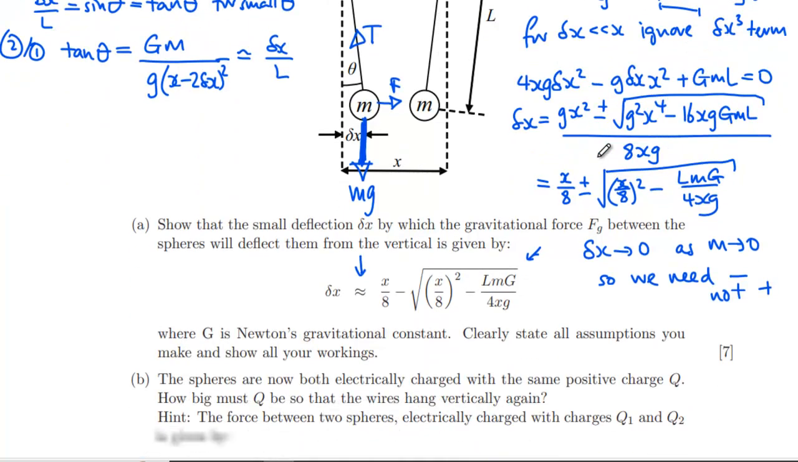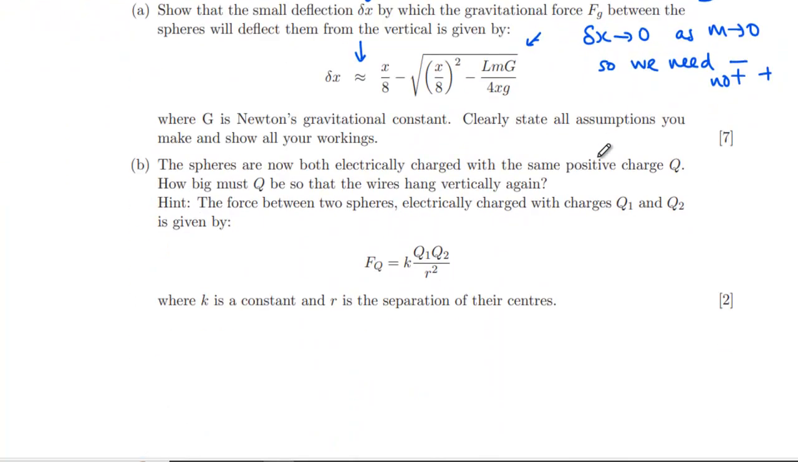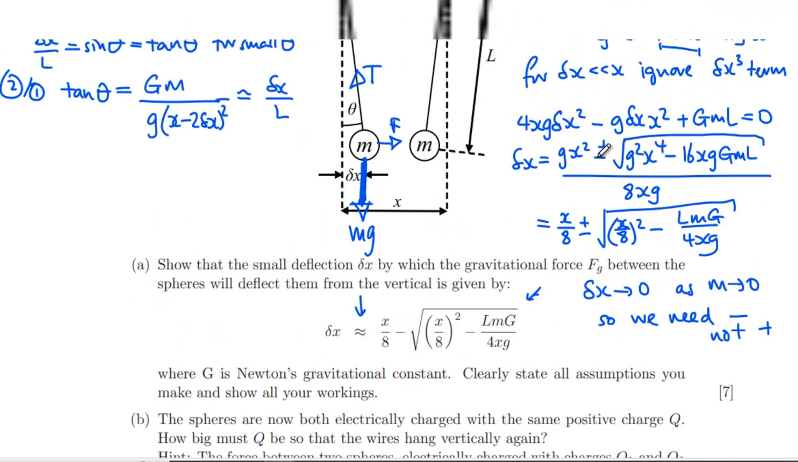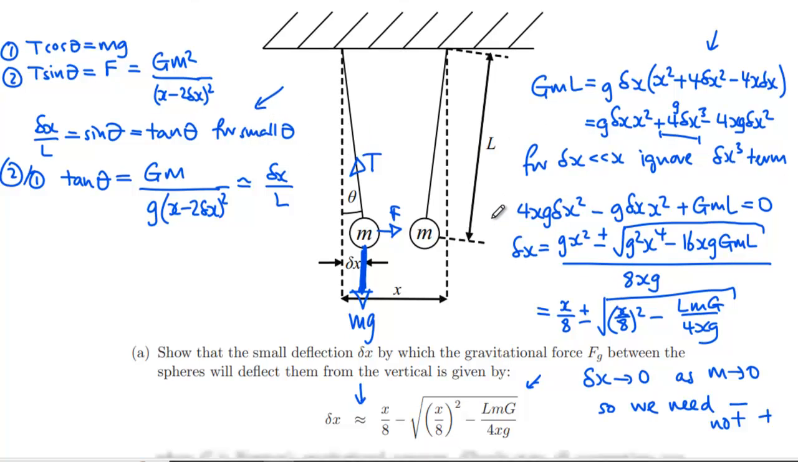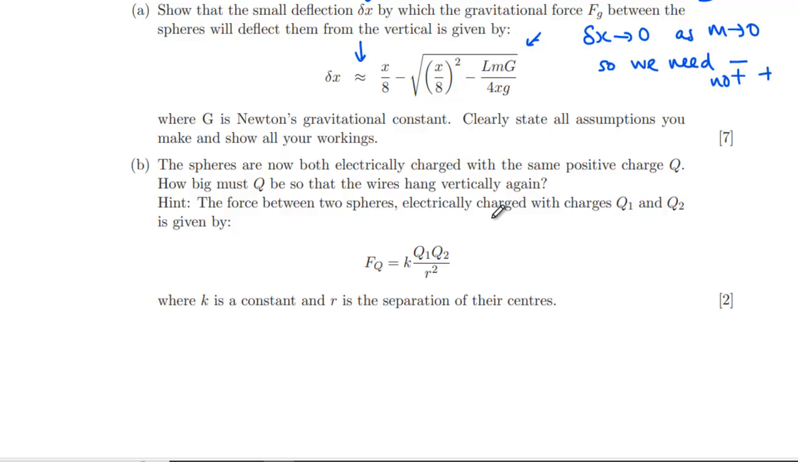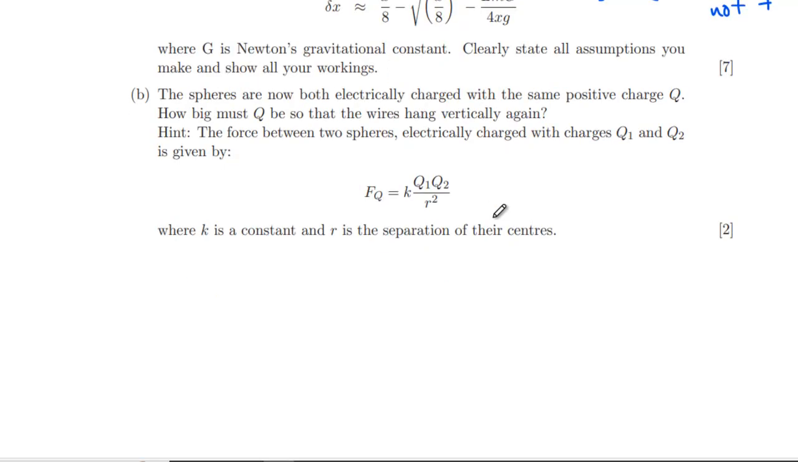Right, what else do they want to know? Is that it? Well, that's 7 marks. Right, they haven't got much more to do. We just got 2 marks on the last bit. Oh, and they were saying there, state clearly all assumptions. Well, I think the only assumptions that we had, we had 2 of them. We had the small angle and the ignoring the delta x cubed term, but I actually said those as we went along. So that was good.